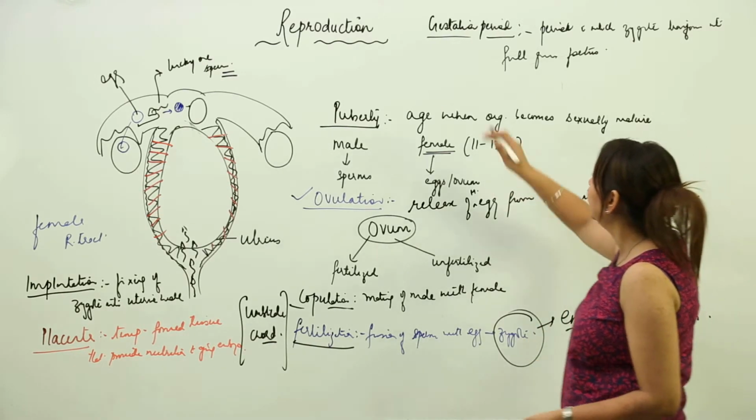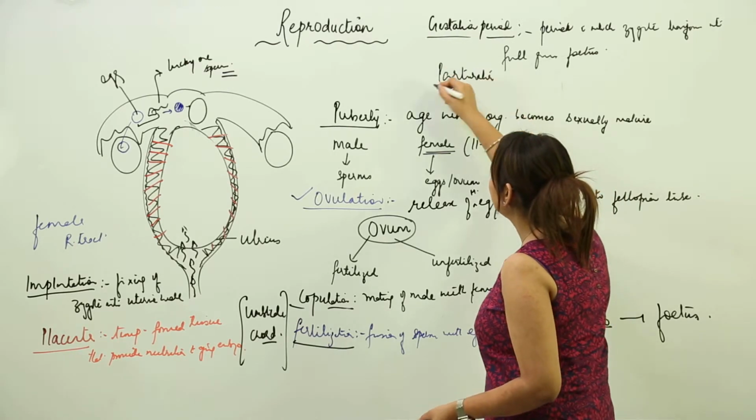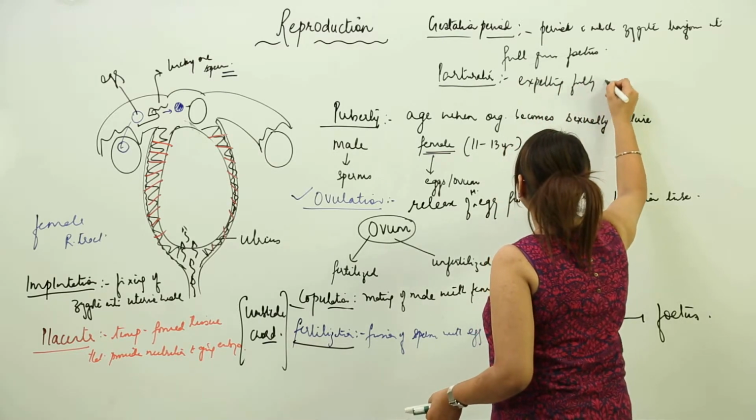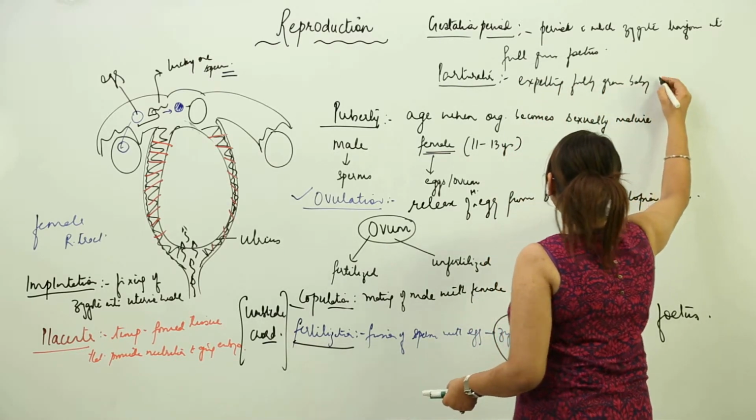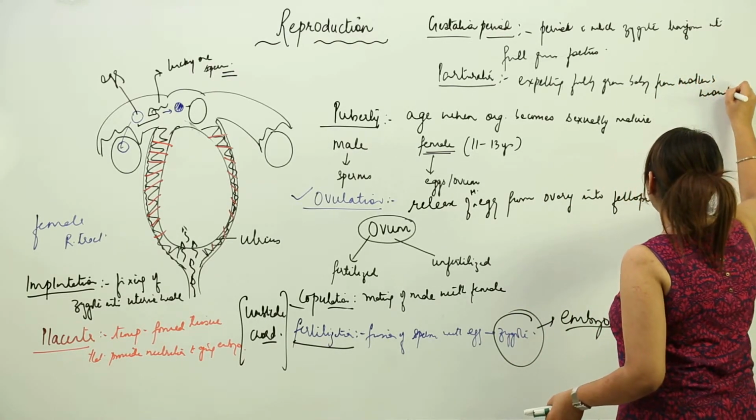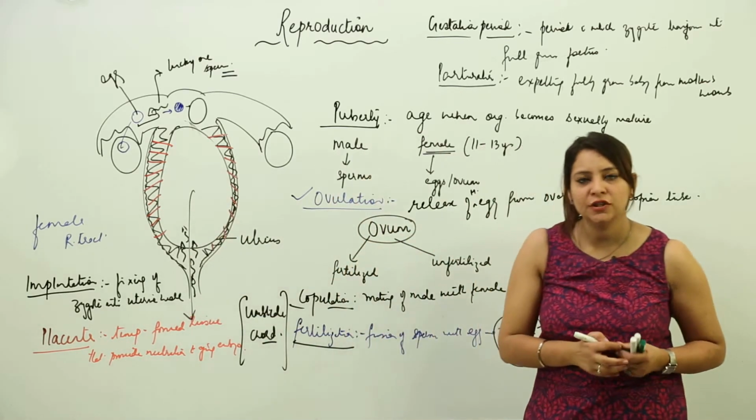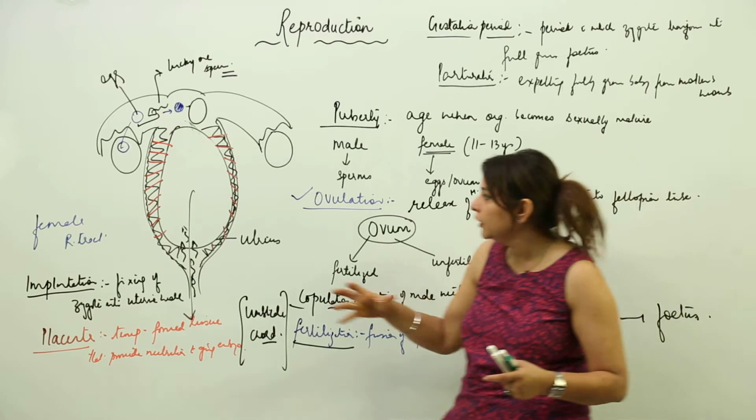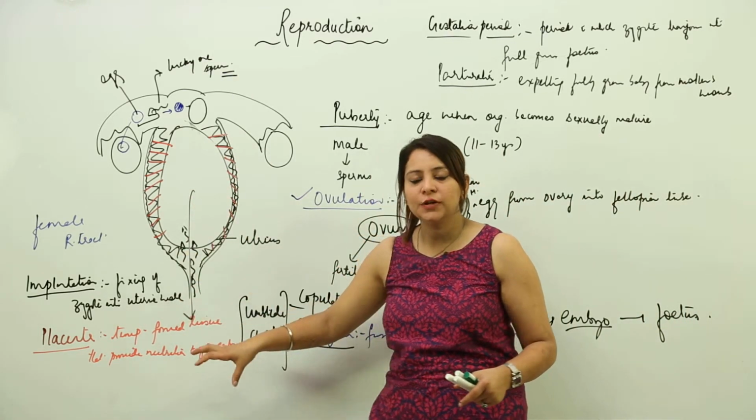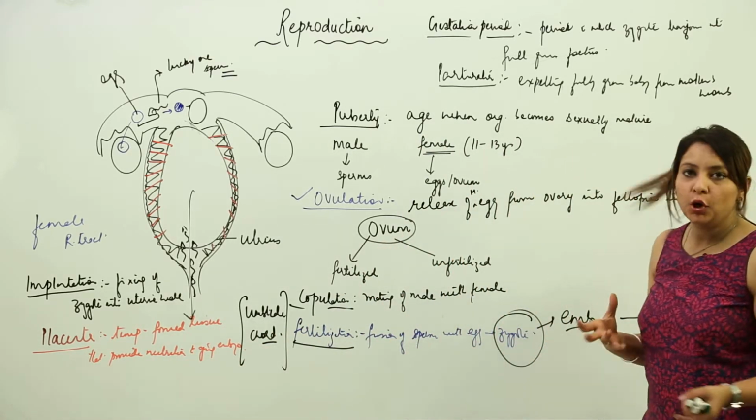And after that, when it is fully grown, parturition occurs. Parturition is the expelling of the fully grown baby from the mother's womb. When the fetus is fully developed, there is a contraction of the uterine wall, and it is expelled through the vaginal tract and delivered out, and it is now called a baby, a newly born baby.